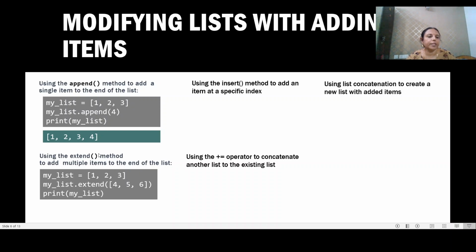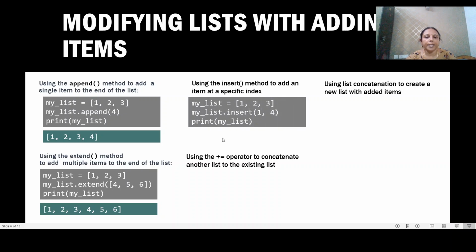That is where the usage of extend comes. Suppose you have a list and use extend and you add a set of elements. Then we'll get the output as 1, 2, 3, 4, 5, 6. Extend means along with the existing elements you can add more elements. So that is the usage of extend.